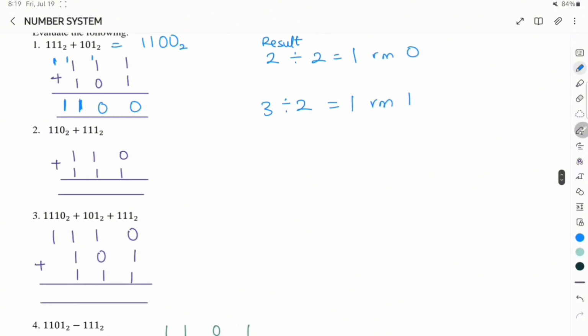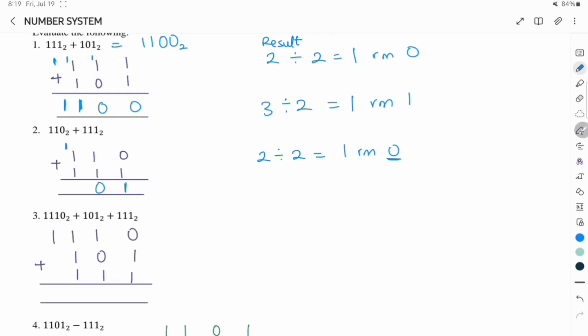Let's have another question. 0 plus 1 is 1, right? And of course, we can write 1 since we are working in base 2. So 0 plus 1 is 1. We are free to write 1. Now, 1 plus 1 is 2, right? So we say 2 divided by 2, which is 1 remainder 0. We write the remainder, which is 0. We bring up the 1 here, the quotient.